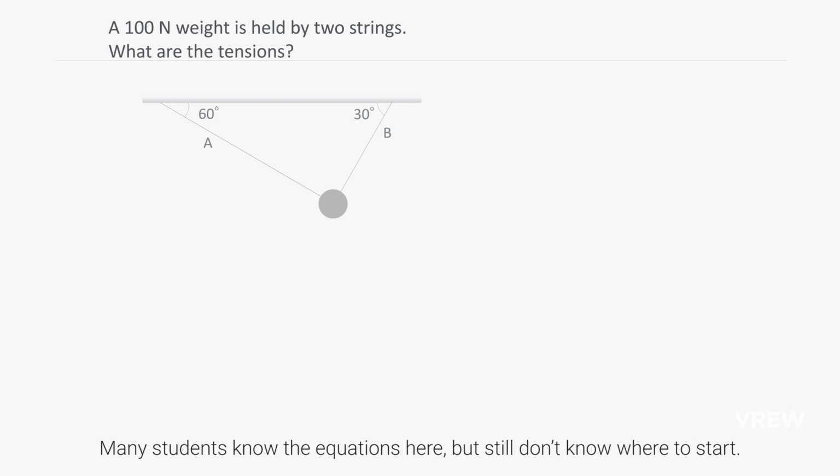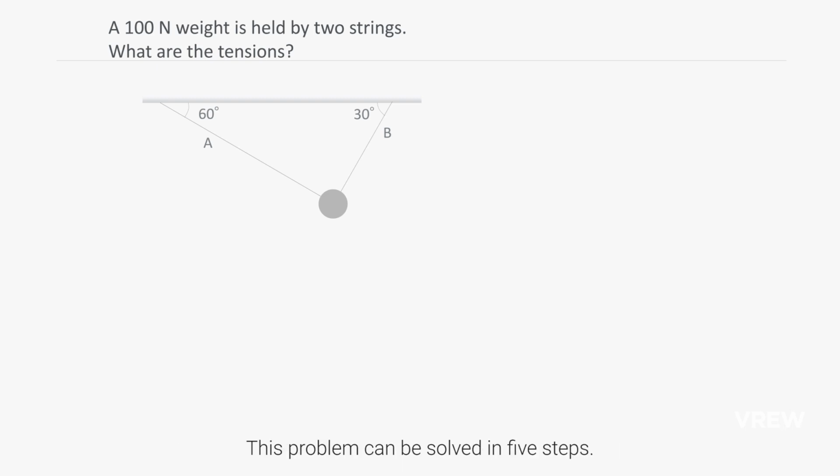Many students know the equations here, but still don't know where to start. This problem can be solved in 5 steps. 2 strings, 1 object. The weight is 100 newtons. What are the tensions in the strings A and B?